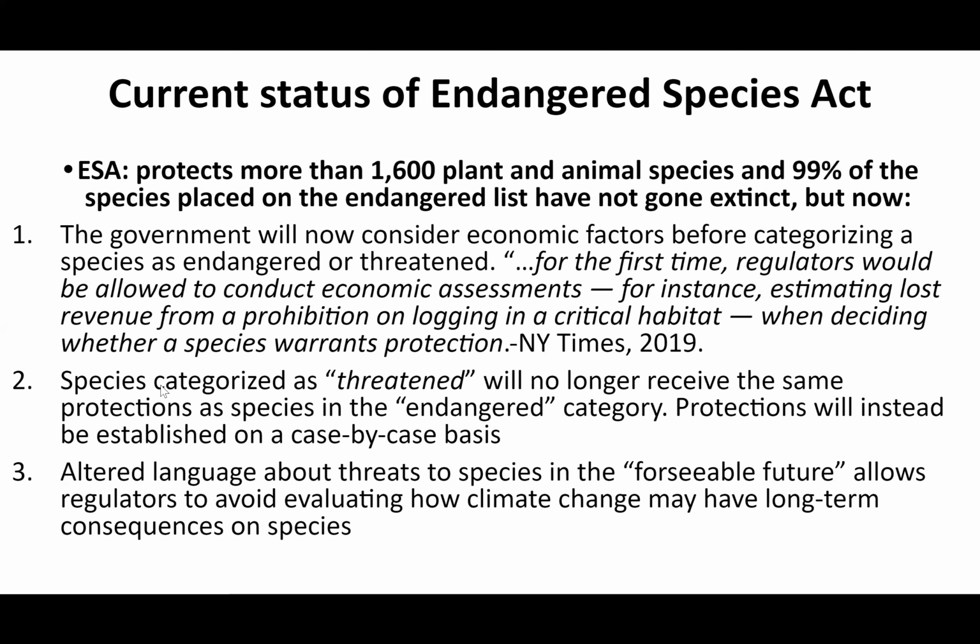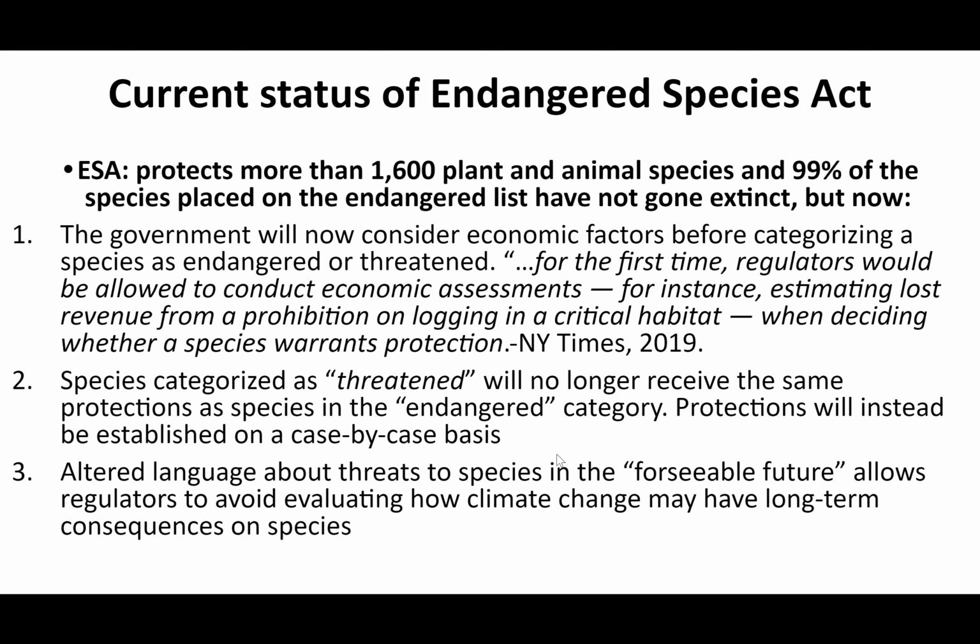The other thing that happened, and this is actually still going on, is that species that are characterized as threatened no longer receive the same protections as species that are considered endangered. That was one of the cool things about the Endangered Species Act. If you were threatened, you were afforded all the protections that something endangered was receiving. So it was a really important thing to maintaining threatened species and keeping threatened species from becoming endangered.